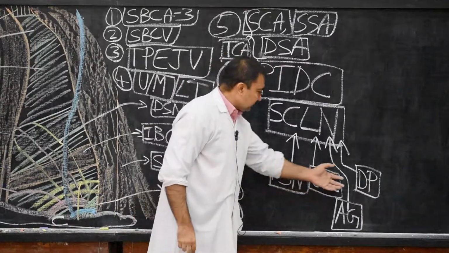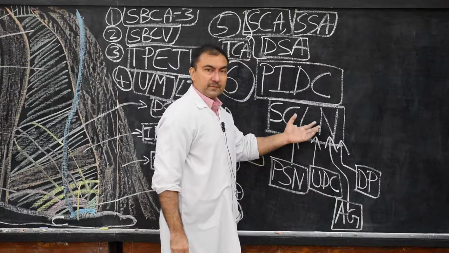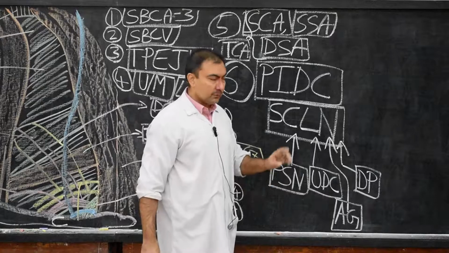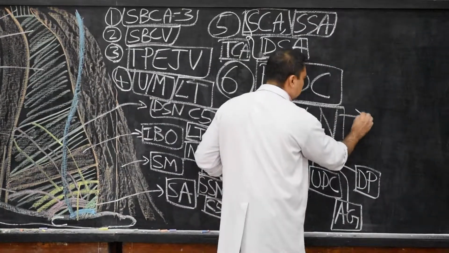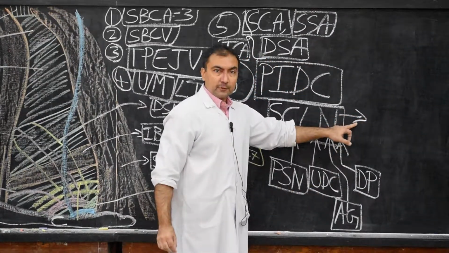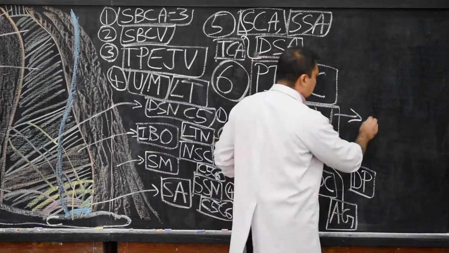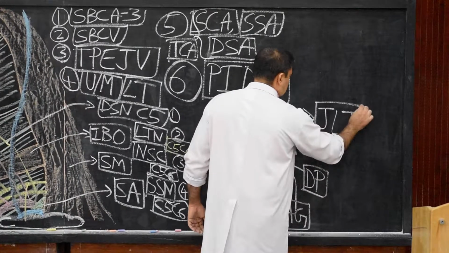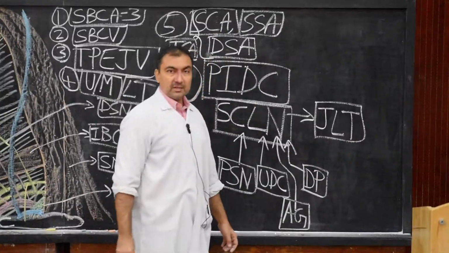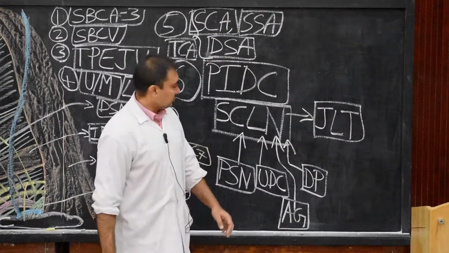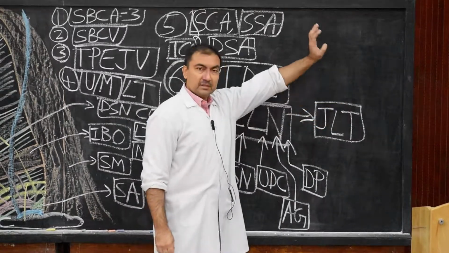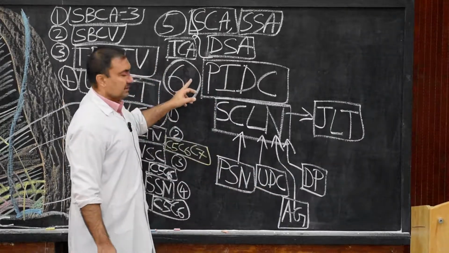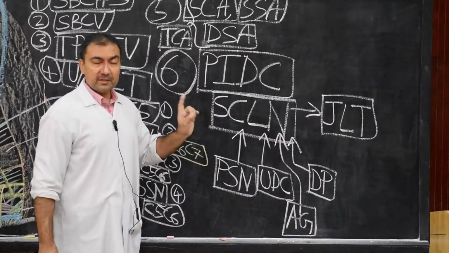So from these structures the lymph is going to pass to the supraclavicular lymph nodes. From the supraclavicular lymph nodes, the lymph is going to drain into the jugular lymph trunk. Now these are the 6 contents of the supraclavicular triangle.